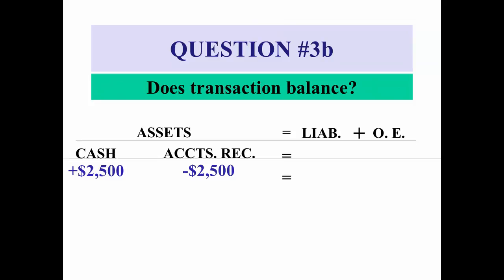And both of these are on the asset side, so I have a plus 2,500 and a minus 2,500 on the asset side. So if you take any number and you subtract the exact same number, you're going to get 0. So I have 0 on the asset side, and I have nothing on the liability and owner's equity side, and 0 equals 0.